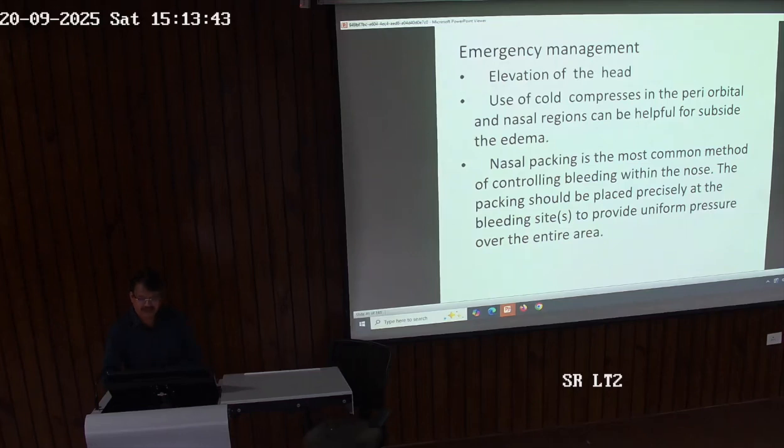Use of cold compresses in the periorbital and nasal regions can be helpful to subside the edema. Nasal packing is the most common method of controlling bleeding within the nose. The packing should be placed precisely at the bleeding site to provide uniform pressure over the entire area. If the patient has a head injury, anterior nasal packing should be avoided.